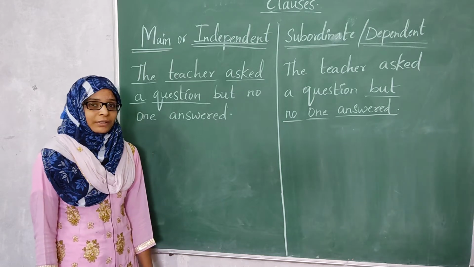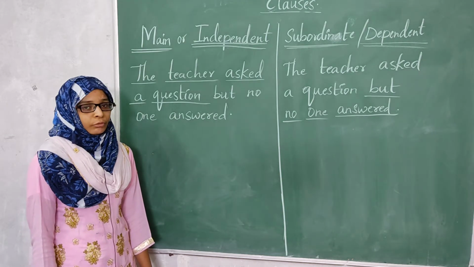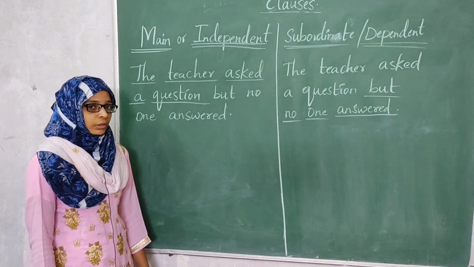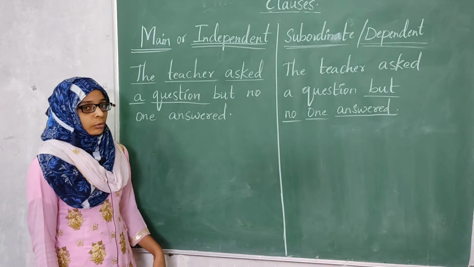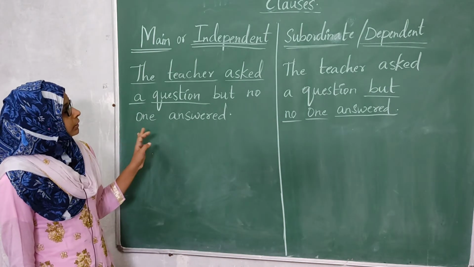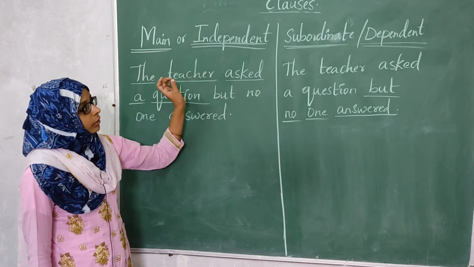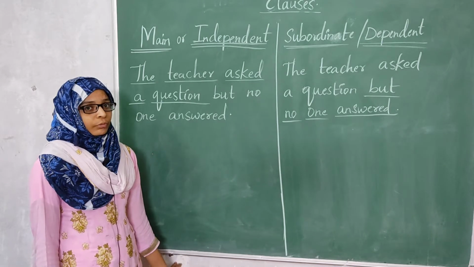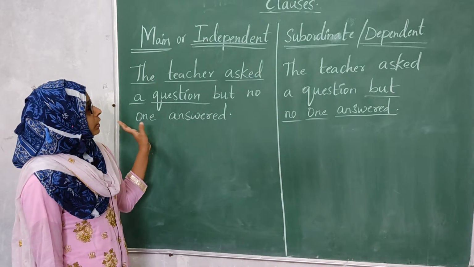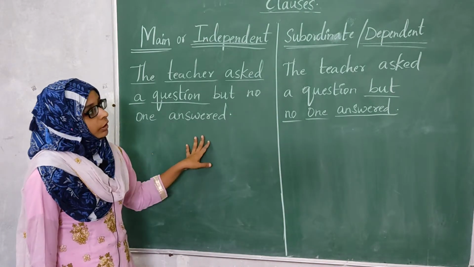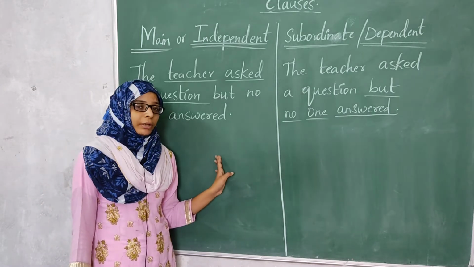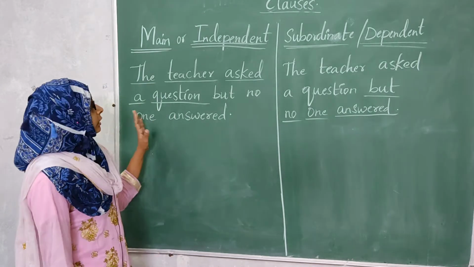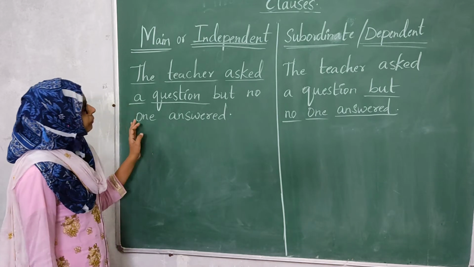Good morning students. In the previous video we have seen what is a clause. Now we are going to see the examples of main or independent clause, subordinate or dependent clause. So we have discussed yesterday what is a main or independent clause and what is a subordinate or dependent clause. Let us see the example now.